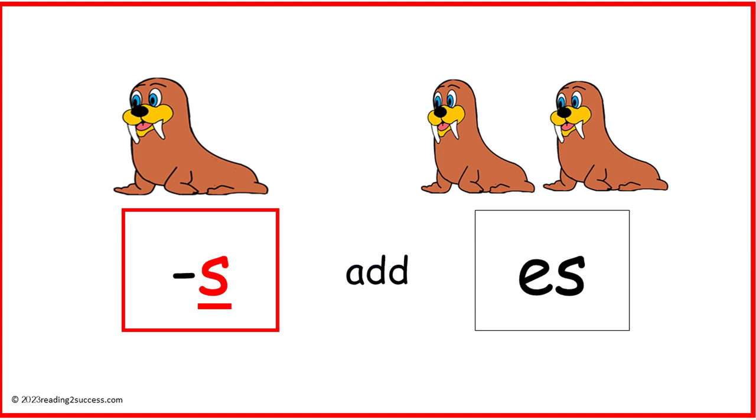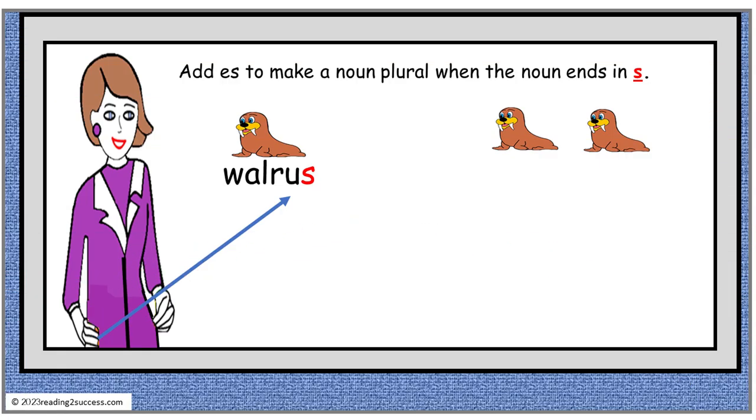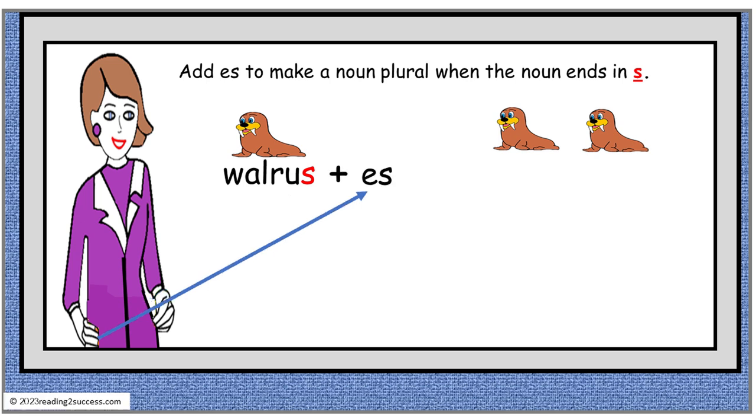Next, Mrs. Smart shows a picture of a walrus and two walruses. Walrus ends in S, and when a noun ends in S, ES is added to make it plural. The word walrus ends in an S. Add ES to make the plural noun walruses.